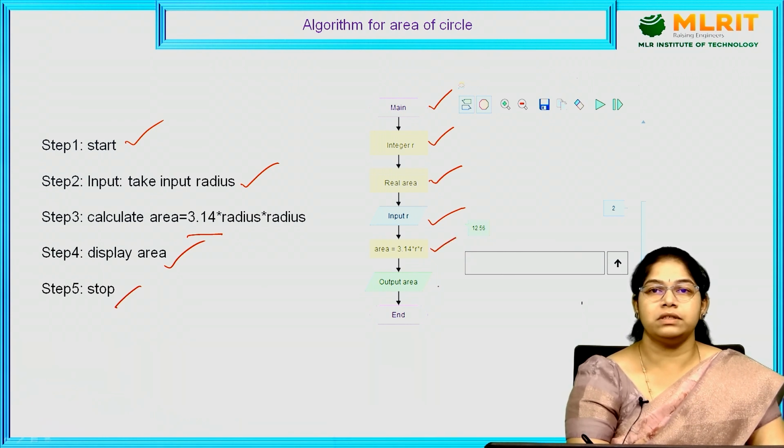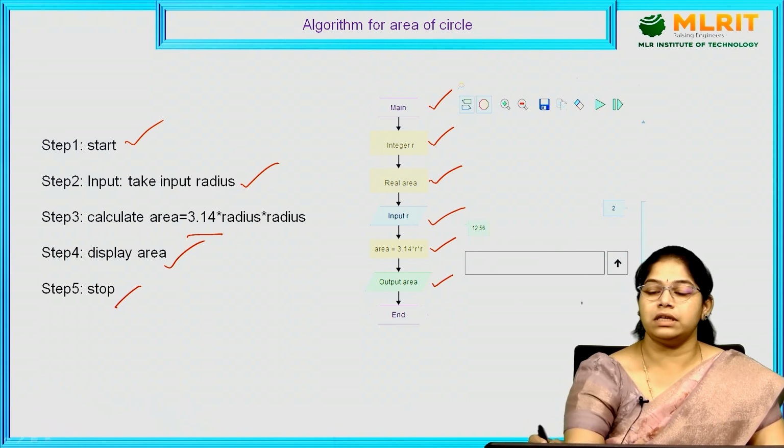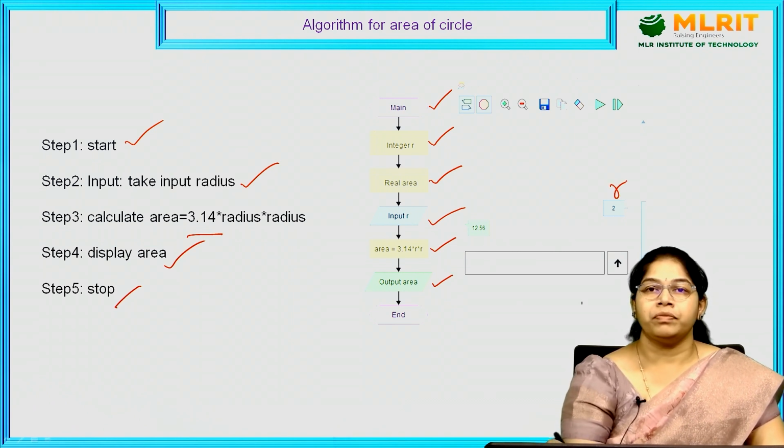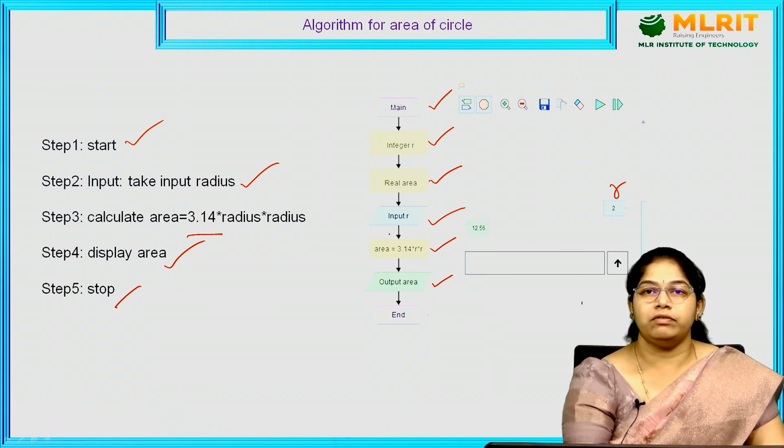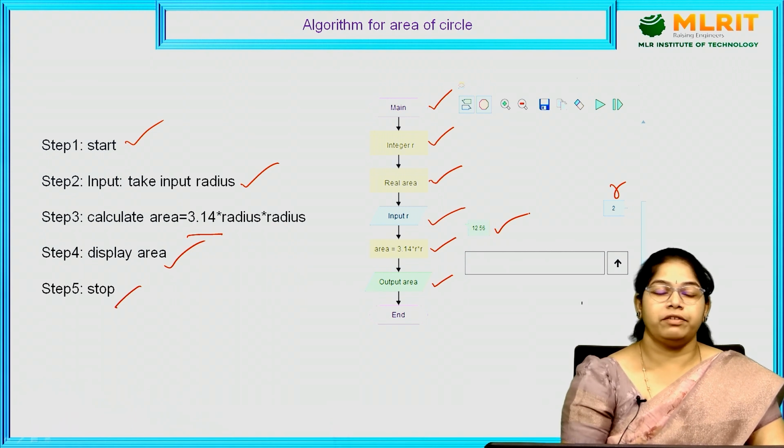Output is represented in the symbol parallelogram: output area. Coming to test cases, here the r value is 2. Then r is assigned in the formula 3.14 into r into r. Then we'll get area as 12.56.